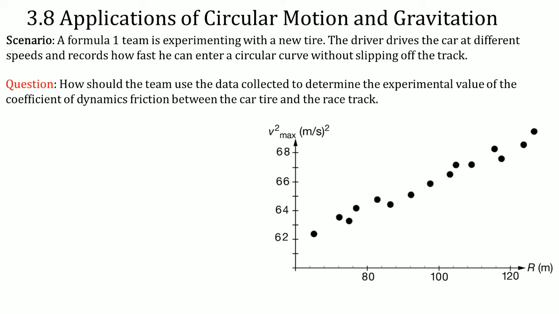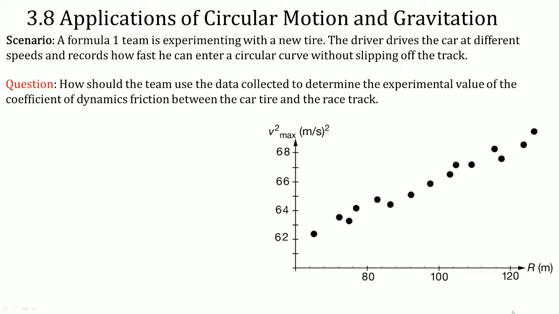Scenario: a Formula One team is experimenting with a new tire. The driver drives the car at different speeds and records how fast he can enter a circular curve without slipping off the track. Question: how should the team use the data collected to determine the experimental value of the coefficient of dynamic friction between the car's tire and the racetrack?